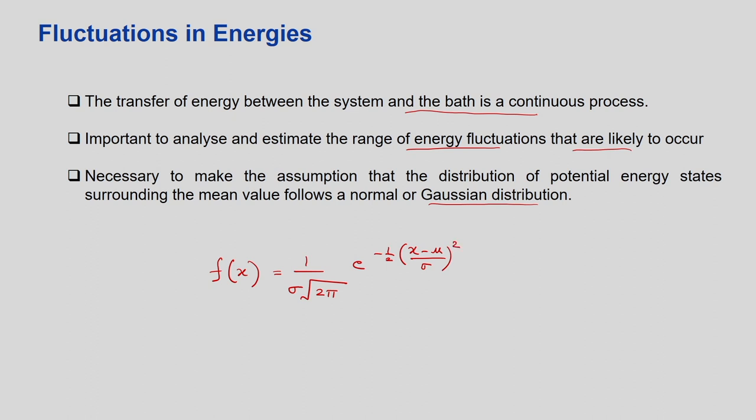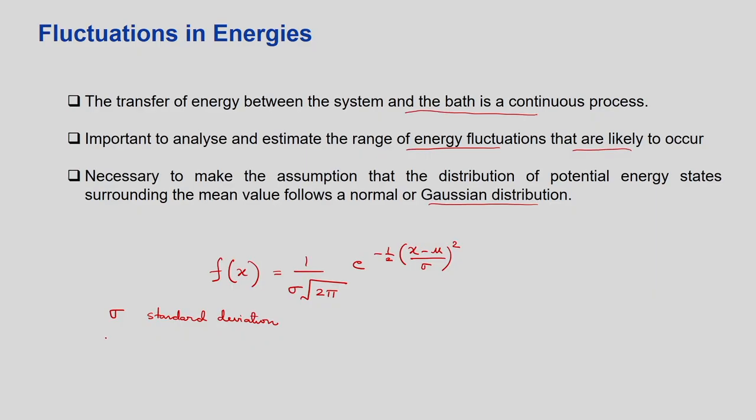Okay. So here sigma is the standard deviation, as you know. It talks about the breadth of the distribution, how narrow or how sharp the distribution is. Then you have the mean, which means the average value of the distribution. Then you have x, ranging from minus infinity to plus infinity. So we are trying to put the entire energy in terms of this Gaussian distribution.